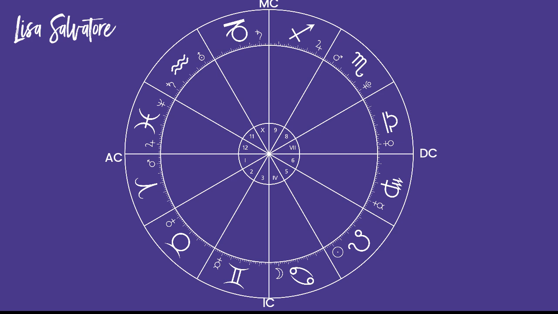Moving to the bottom of the chart, I actually should have gone there first, but moving to the bottom of the chart, this is the IC, or the Imum Coeli. Imum Coeli is the Latin phrase for bottom of the sky.